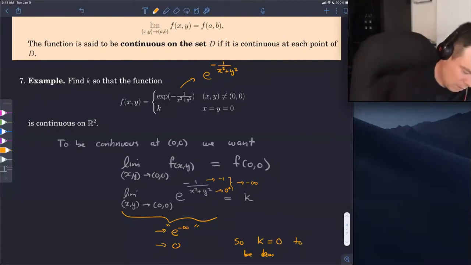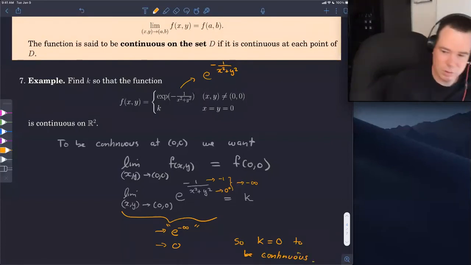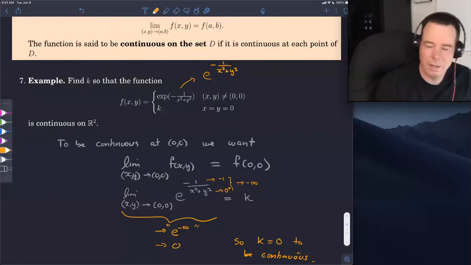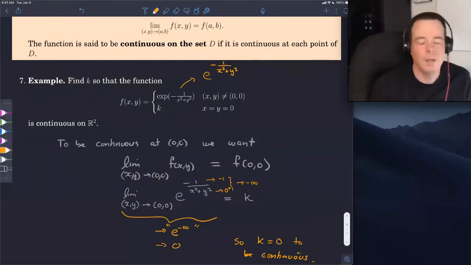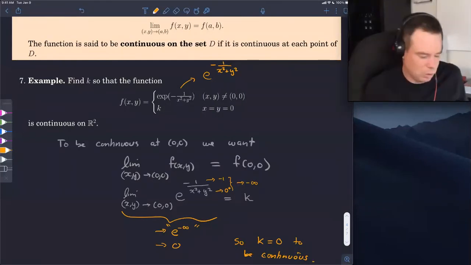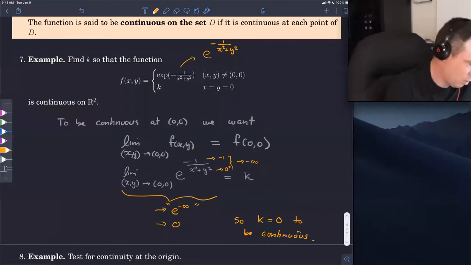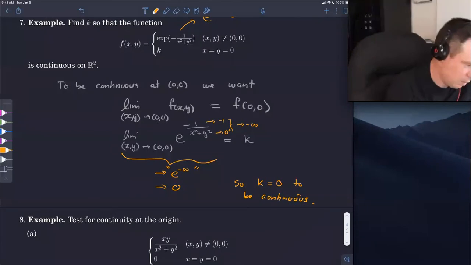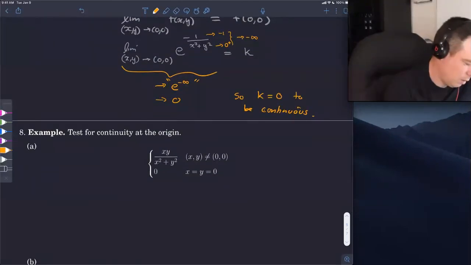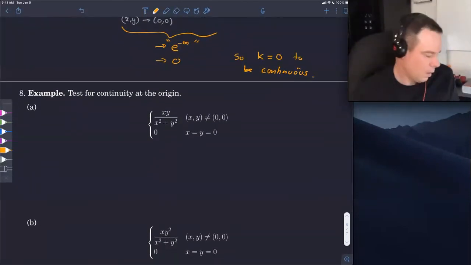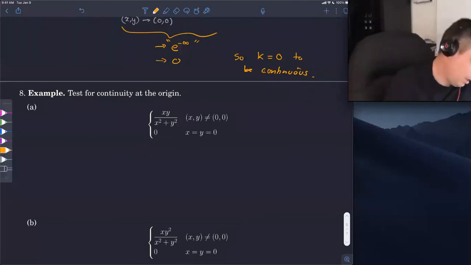So the point with some of these examples is to show you can still use your gut. You don't have to go through some formal calculation. You can still use your gut to tell you if the input's doing this, the output's doing this. I'm going to do one more example just as a contrast, and it's going to be this one here. First one. Let's test for continuity at the origin.